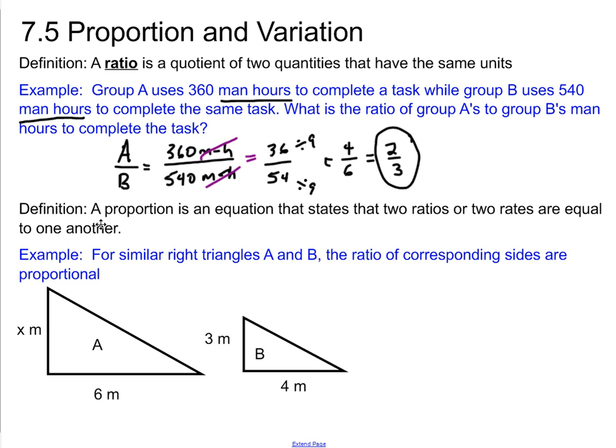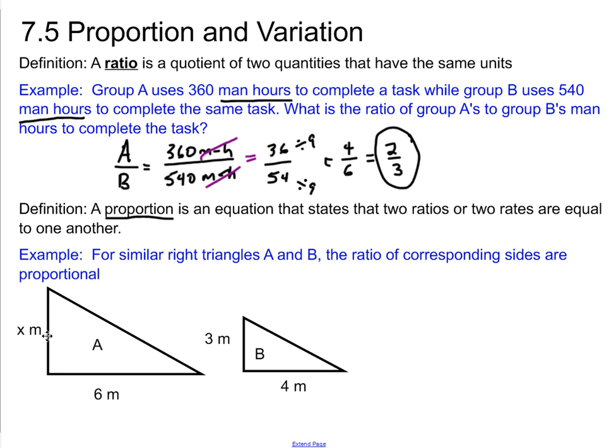Now there's another definition about what's called a proportion. A proportion is different from a ratio in that a proportion is an equation that states that two ratios or two rates are equal to one another. For example, consider these two right triangles A and B. In both of these cases, we contain all the same angles. It's a right triangle, so we would say that the corresponding sides are proportional to one another.